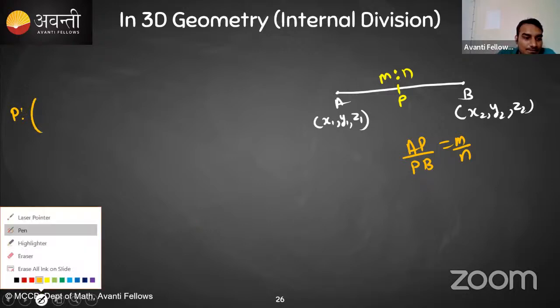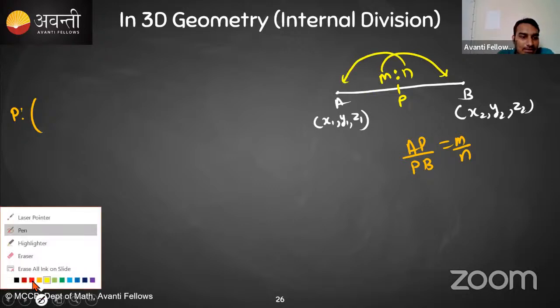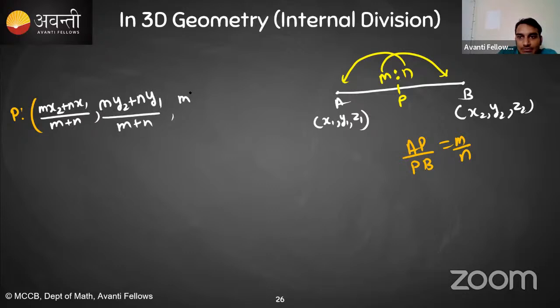Okay, if it is clear, so tell me, what is the P coordinate? From the same thing, cross multiply, m will get multiplied with B, n will get multiplied with A, right? So x coordinate would be mx2 plus nx1 upon m plus n, comma my2 plus ny1 upon m plus n, comma mz2 plus nz1 upon m plus n. Clear है? Is this clear? Same pattern is happening. It's just that we have added one more coordinate, so we will use the same formula for the other coordinate also. Clear?